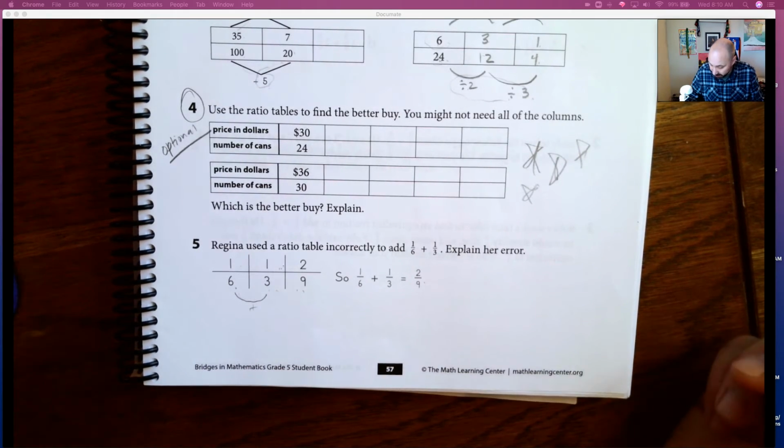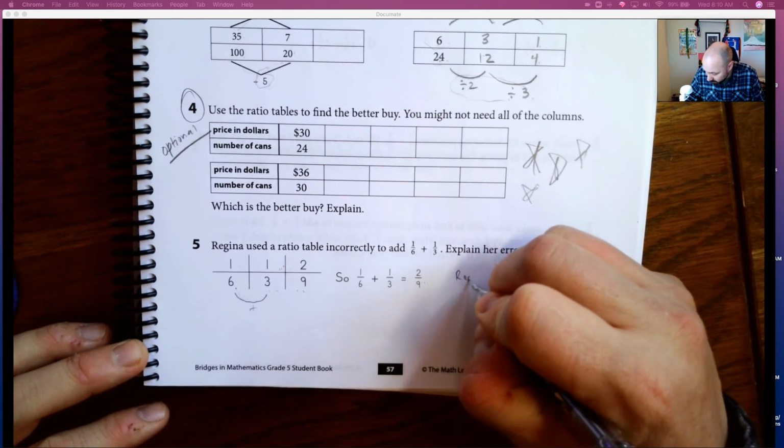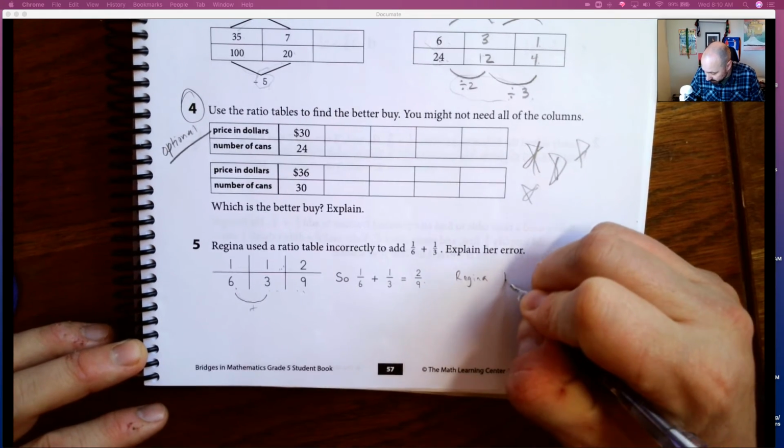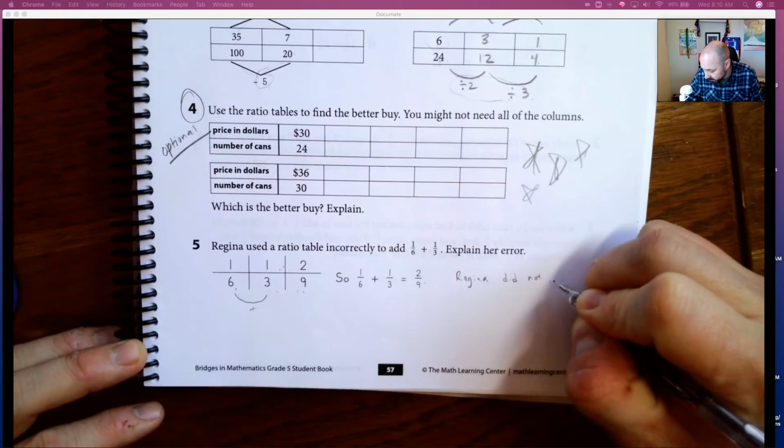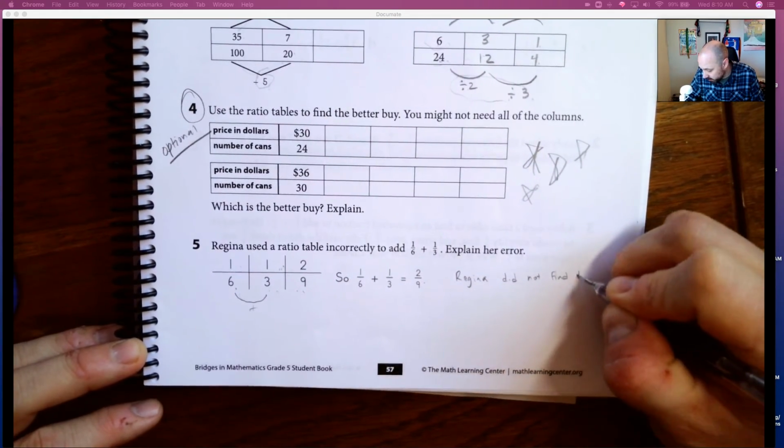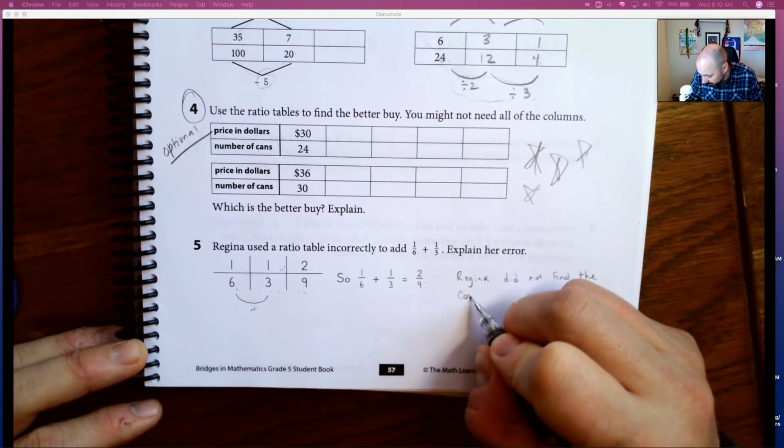So let's write something like that. Regina did not find the common denominator.